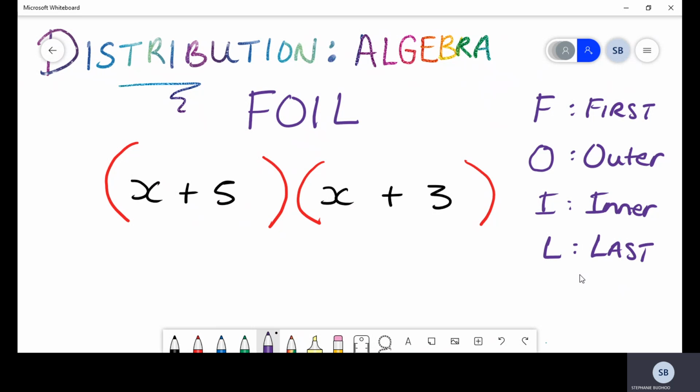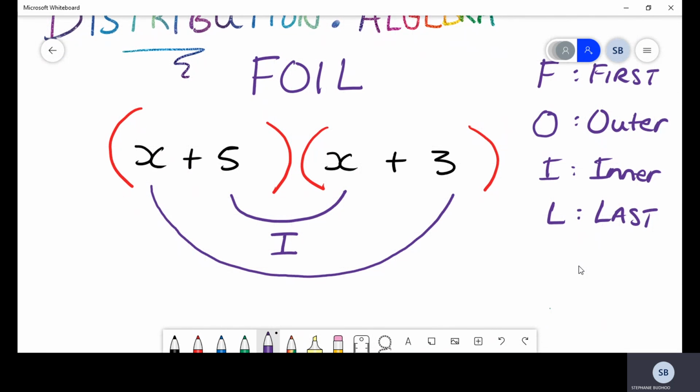But what does that have to do with our question? Well, you see, within these brackets, we have letters and numbers which belong to particular positions. For example, the two numbers in the middle, one of which belongs to each bracket, are considered the inner terms. Similarly, we have the two extreme terms that belong to different brackets. They are called the outer terms. So those are our outers and inners.